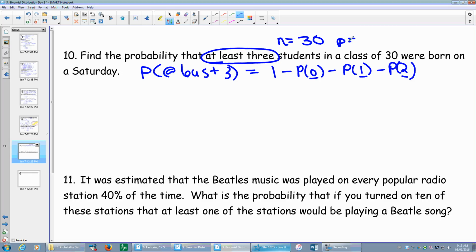How many days are there in a week? And I want to know how many were born on a Saturday. What's the probability of that? 1/7. Q is 6/7. So when I set this up, the probability of at least 3 is equal to, Mike, give me the first one. 1 minus the probability of 0. What do I write?